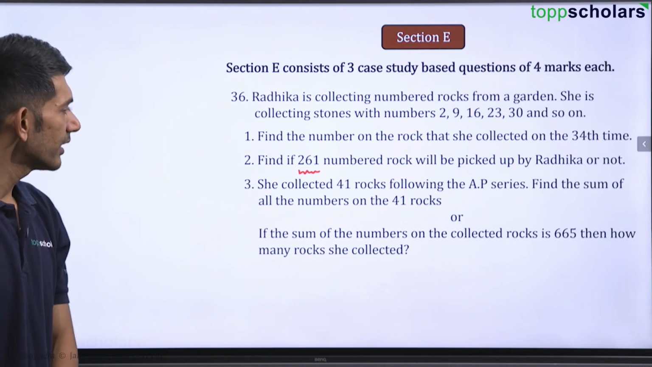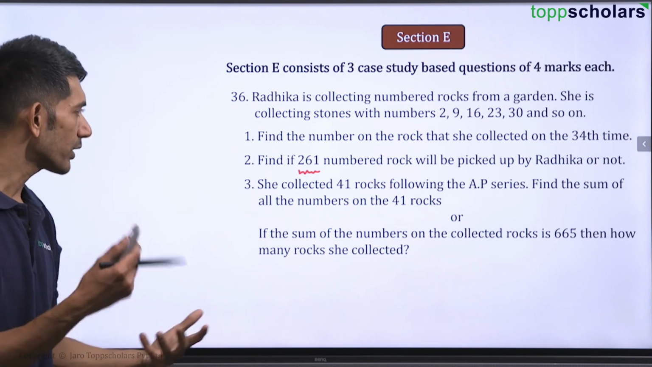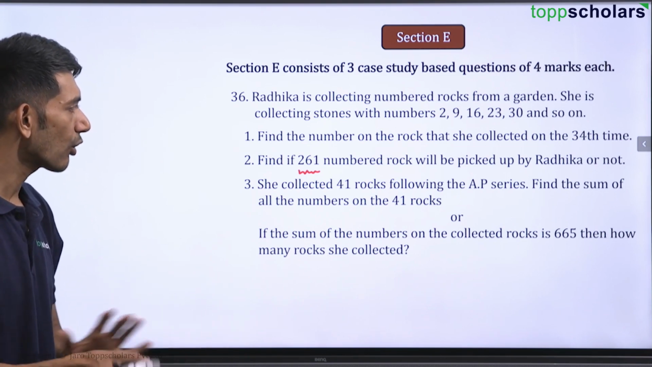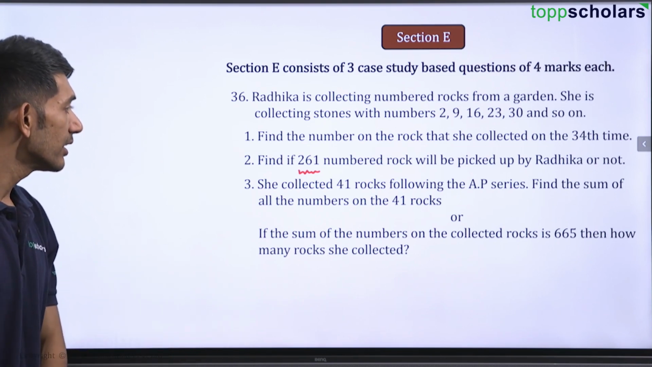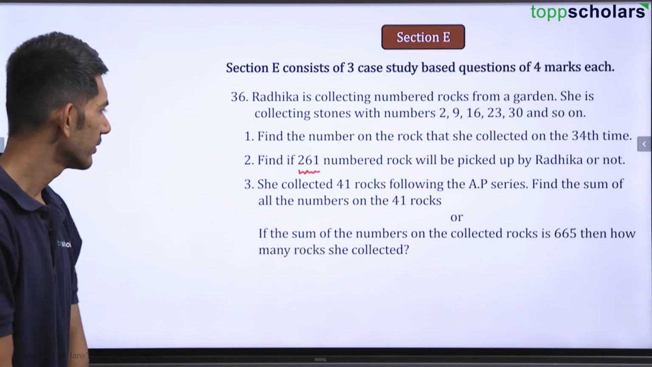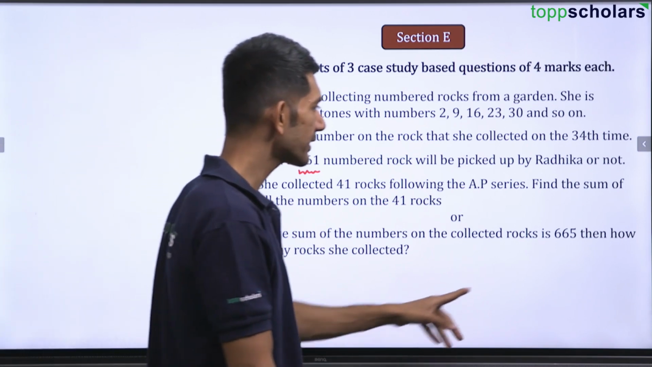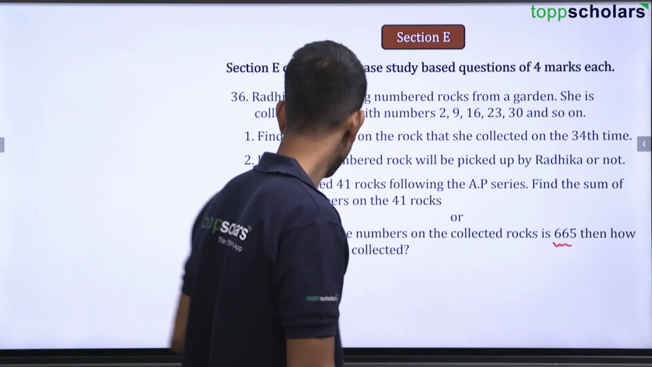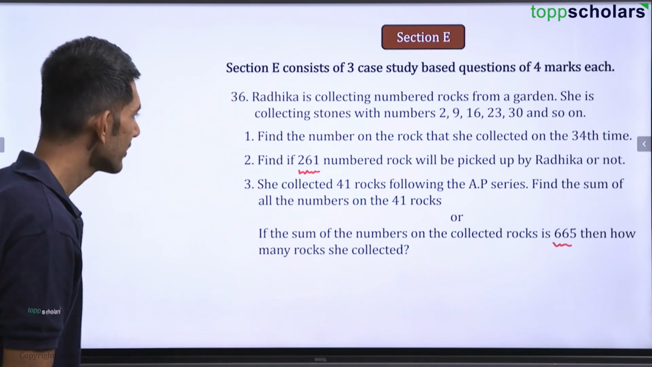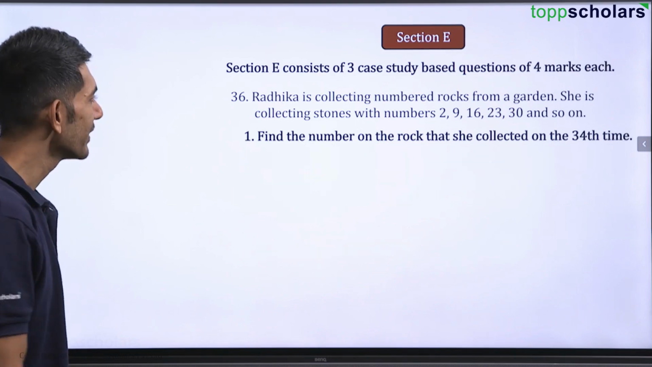Third says, if she actually collected 41 rocks following the AP series, find the sum of all the numbers on the 41 rocks. Or, if the sum of the numbers on the collected rocks is 665, then how many rocks did she collect? So there are so many questions in this. Let's tackle the questions one by one.